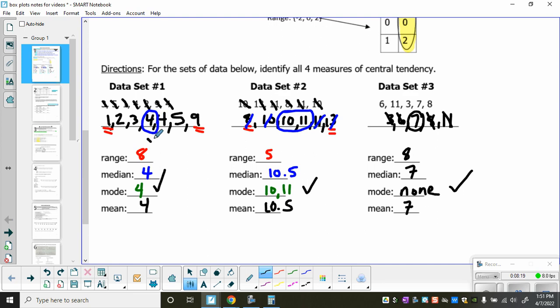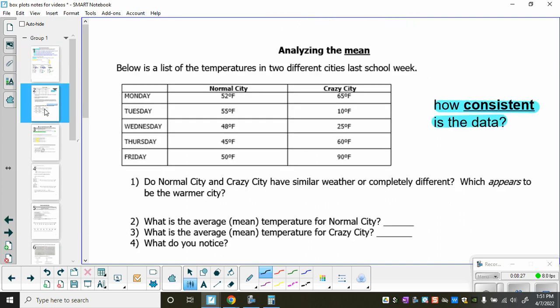You could have a true number in the middle, or you might need to add them up and divide by 2. And that's what I meant by all the kind of special cases. All right, now let's flip over. And what we're going to do here is explore the mean a little bit more. We're going to talk a little bit more about the average.